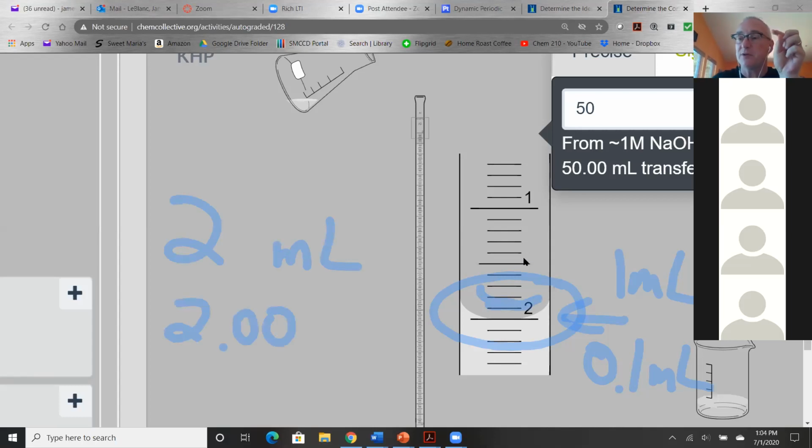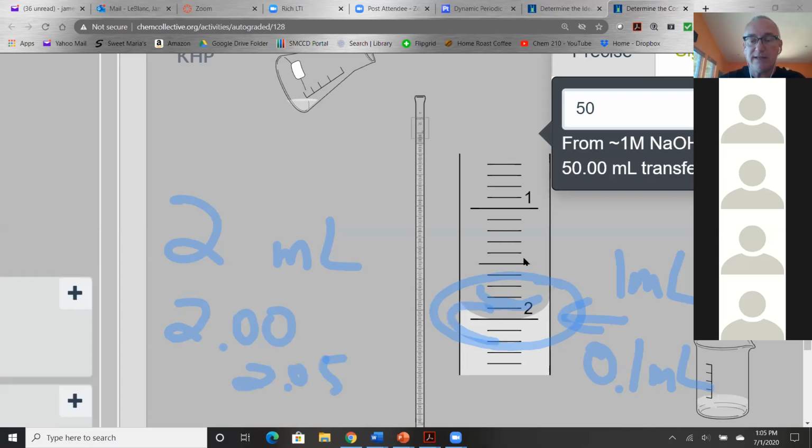We can tell the difference between 2.1 and 2.0, right? So if it was halfway in between, we could say that that was 2.05. We can say that because, remember, when you're measuring anything, you get as many significant digits as you can from the instrument you're using, and you always estimate the last significant digit.